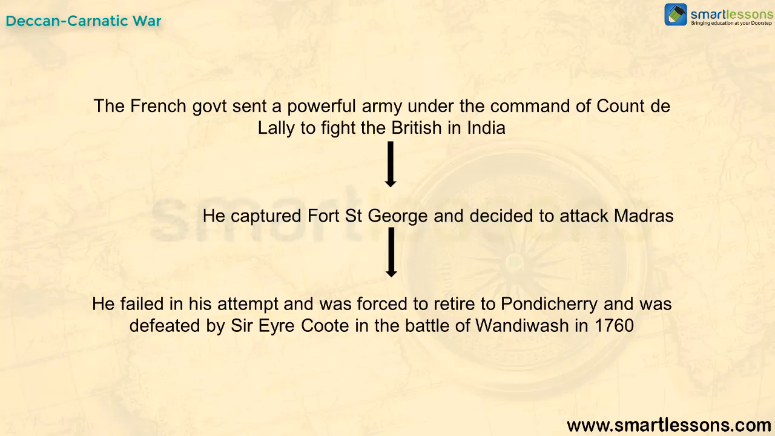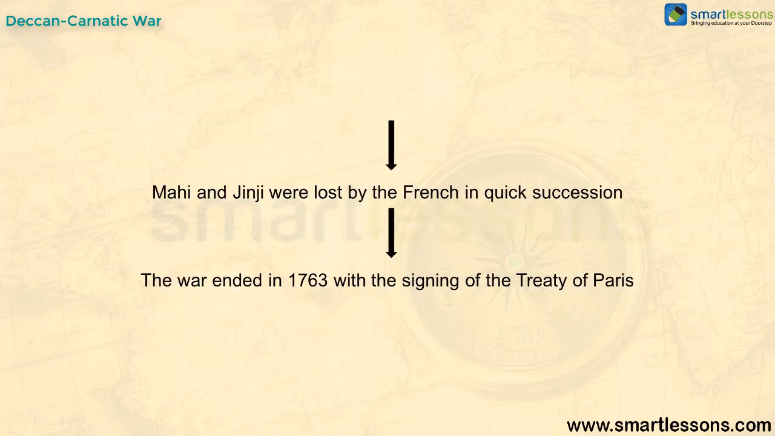Lally captured Fort St. George and decided to attack Madras, but unfortunately he failed in his attempt and was forced to retire to Pondicherry, and was defeated by Sir Eyre Coote in the Battle of Wandiwash in 1760. Mahe and Gingee were lost by the French in quick succession, and the war ended in 1763 with the signing of the Treaty of Paris.